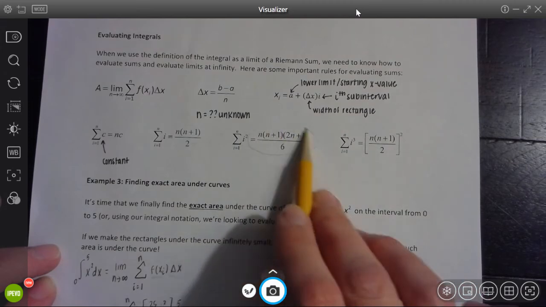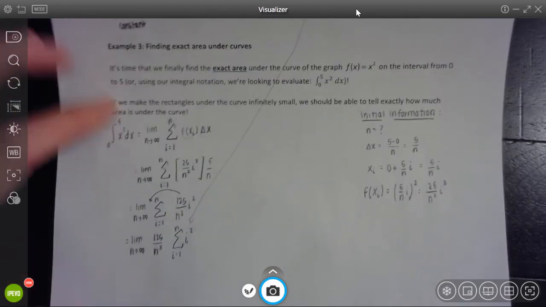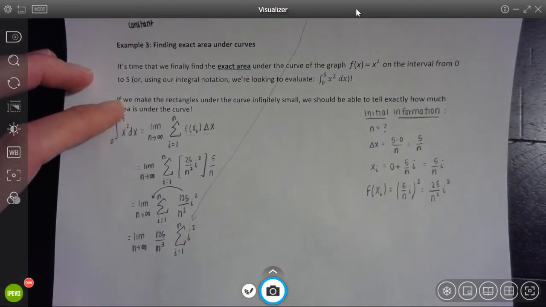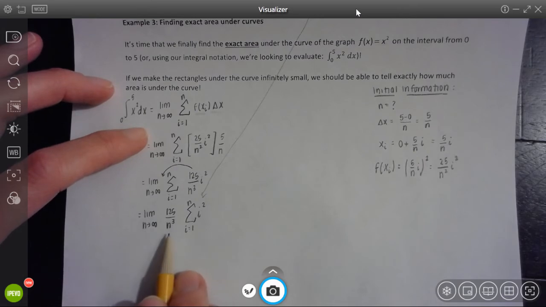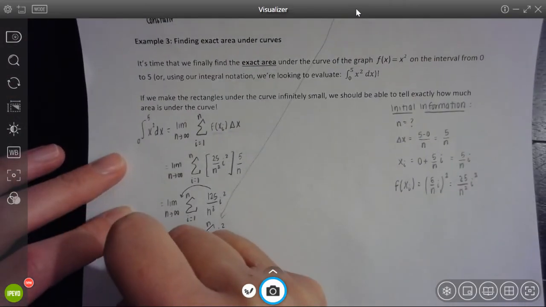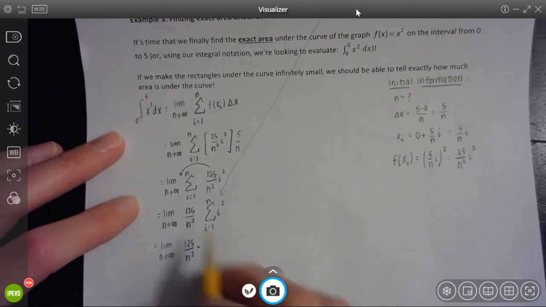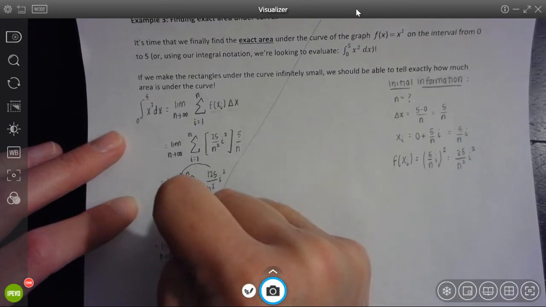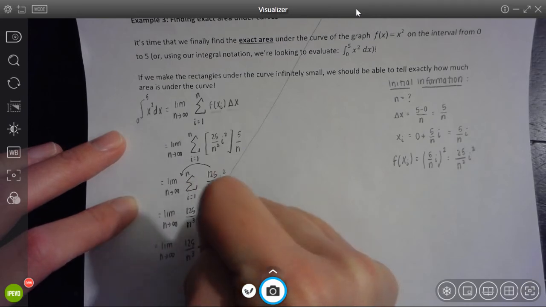So I'm literally going to be taking this quantity and replacing this term with that n times n plus 1 times 2n plus 1 over 6. This limit is still going to stay, and this 125 over n cubed is still going to stay. I'm just replacing this because that's exactly what I have up here. So my limit as n is approaching infinity of, I'm going to keep the 125 over n cubed, and I'm going to replace this part with n times n plus 1 times 2n plus 1 over 6.